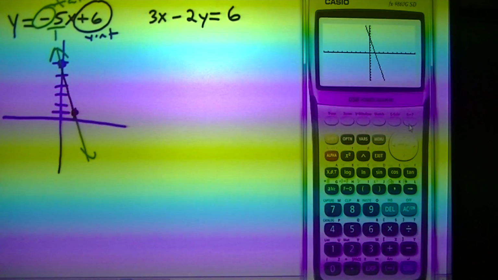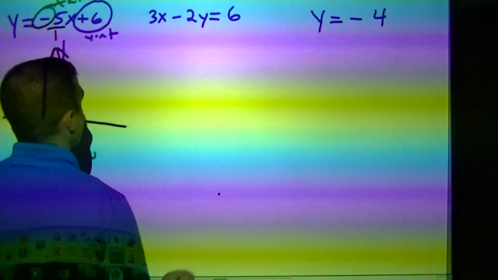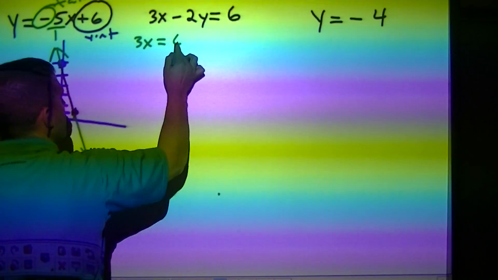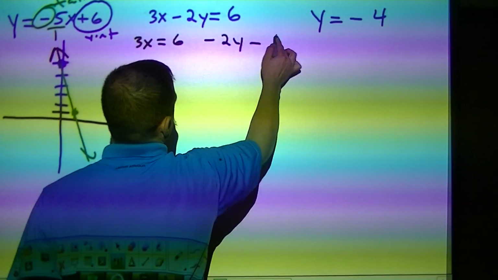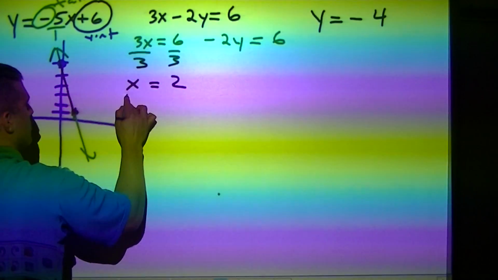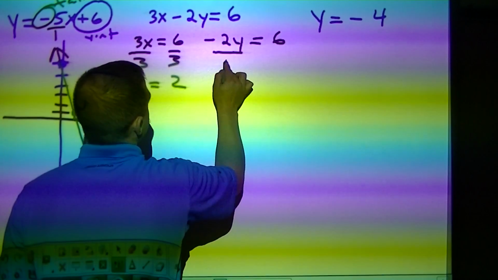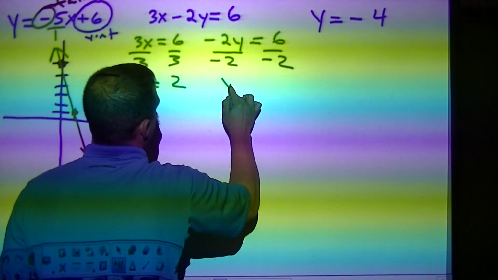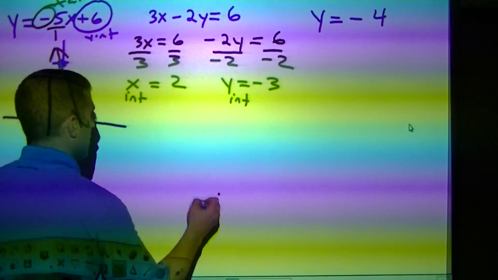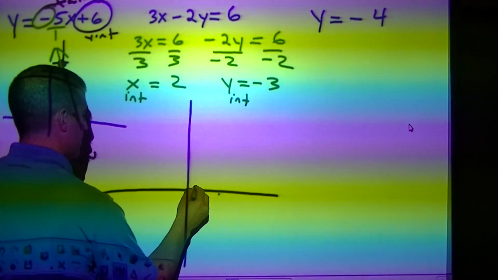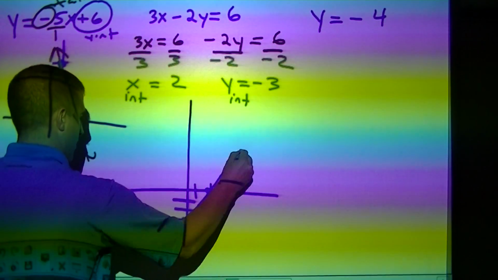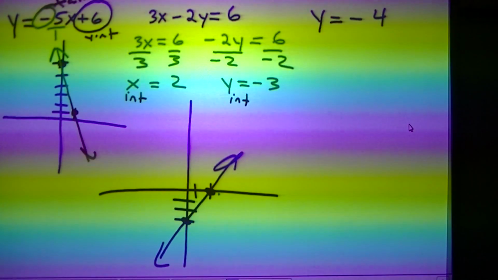So I'm good. Okay? Now, for this one, I take 3x and set it equal to 6. I take negative 2y and set it equal to 6. I divide by 3. That gives me x equals 2. So that's my x-intercept. I divide by negative 2 here. That's going to be y equals negative 3. That's my y-intercept. All right? So x equals 2, y equals negative 3. There's my line. Okay? All right.